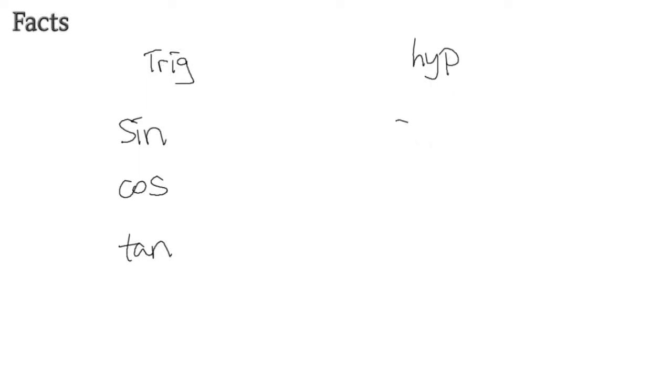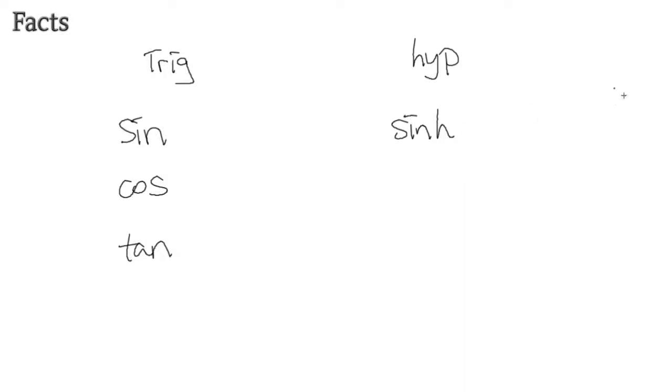Let's have a look. In trig, we have sine, cos, tan. So sine, cosine, tangent, where tangent is the sine divided by cosine. That applies for hyperbolics, with sine with an H behind. It is pronounced shine. Do not ask me why. It's pronounced shine.